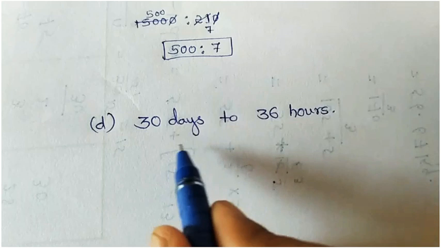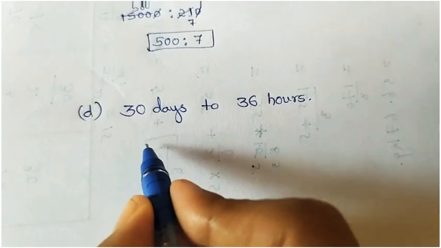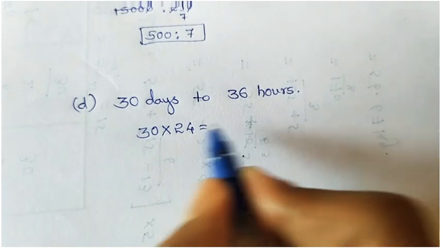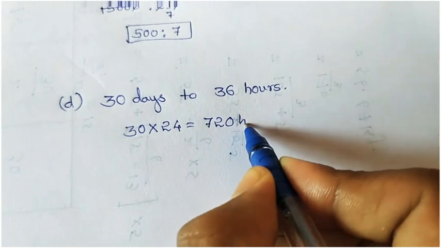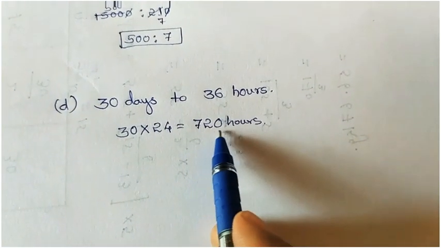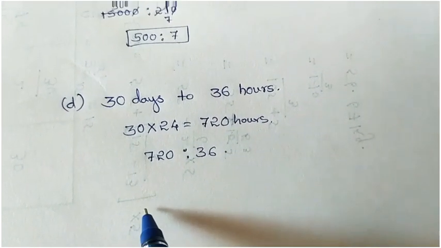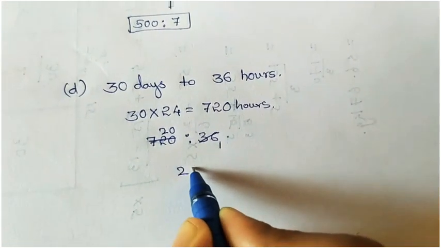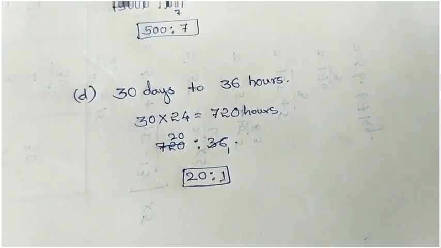Next, 30 days to 36 hours. For one day, how many hours are there? 24 hours. So it will be 30 into 24. Here we will get how much? 72, and 0 is there, means 720 hours. 30 days, so it will be 720 hours. So 720 hours to 36 hours. Cancel it. See here, 36 ones are 36, 36 twenties are 720, and remaining 0. So it will be 20 is to 1. So the required ratio will be 20 is to 1.